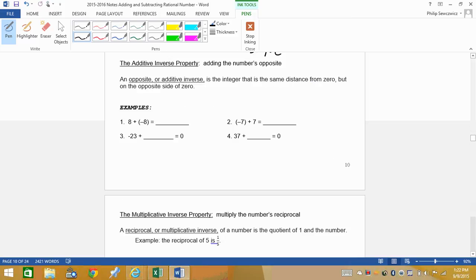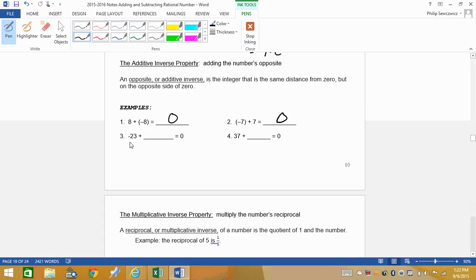Okay, so next property, the additive inverse property. What it's saying here is when you add opposite numbers, which are additive inverses, you're always going to get 0. So 8 plus negative 8, yep, that's going to be 0. Because again, remember the integer, a positive or negative whole number, that is the same distance from 0 but on the opposite side of the 0. So anytime we add two opposites together, we get 0.